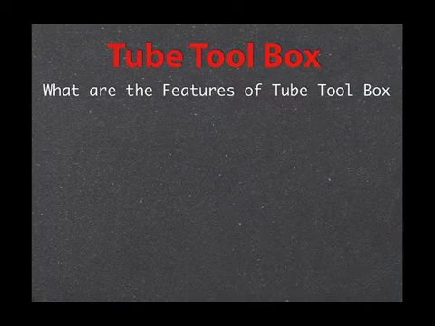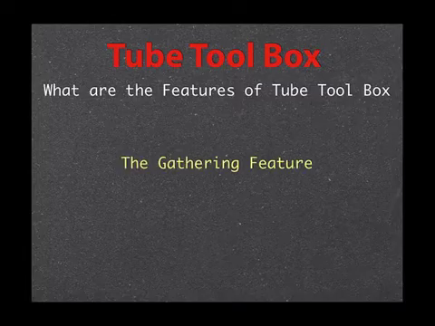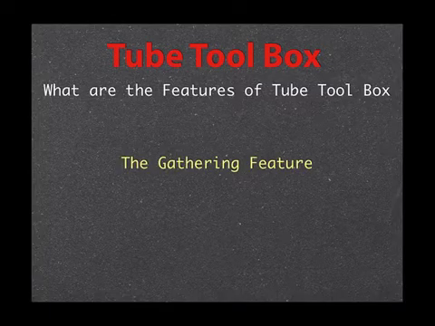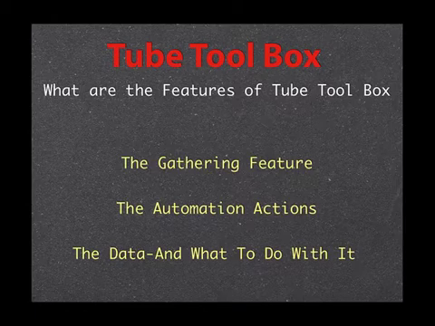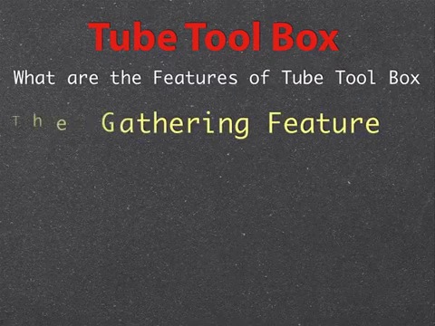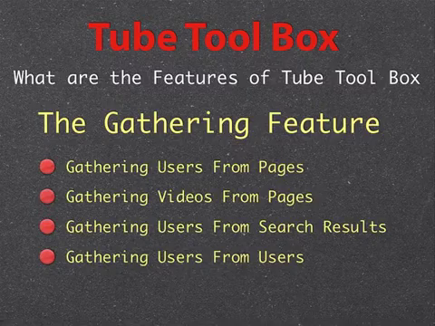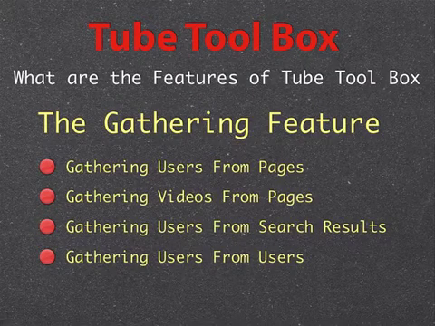Okay, so guys, let's continue on with Tube Toolbox, and we're going to look at the features of Tube Toolbox, and we're going to look at the gathering feature and the automation actions and the data and what to do with it. So we're going to begin with the gathering feature, and these are the things we're going to cover: gathering users from pages, gathering videos from pages, gathering users from search results, and then gathering users from users.